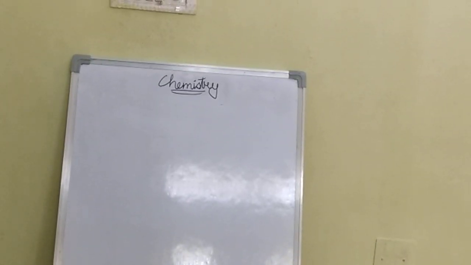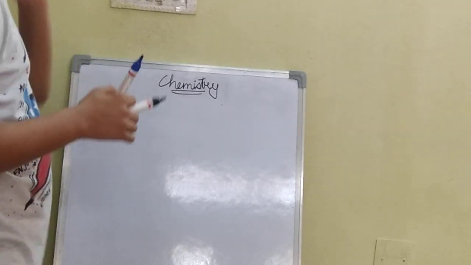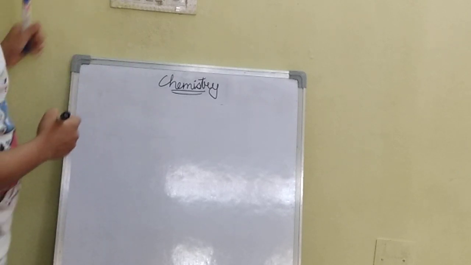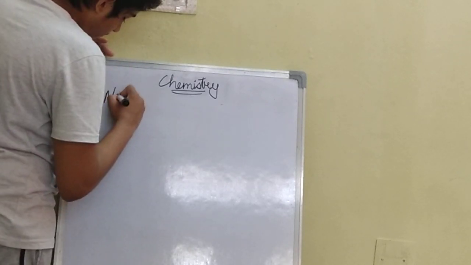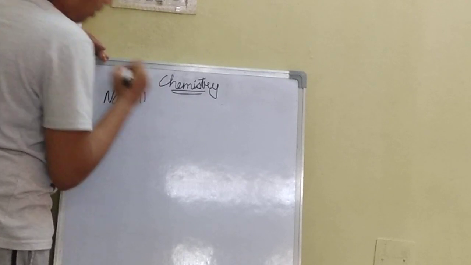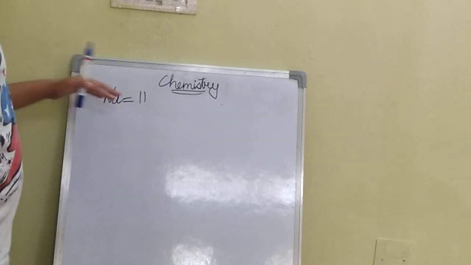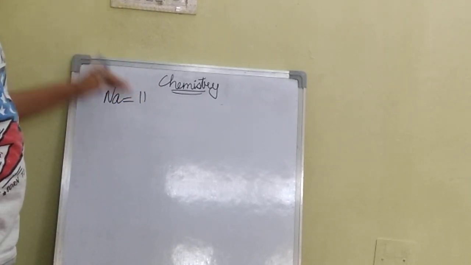Okay guys, today I'm going to revise yesterday's topic. Yesterday's topic is how to make the element stable. Again, I am going to revise. I'll take one example: sodium, atomic number 11. How to make the sodium stable?